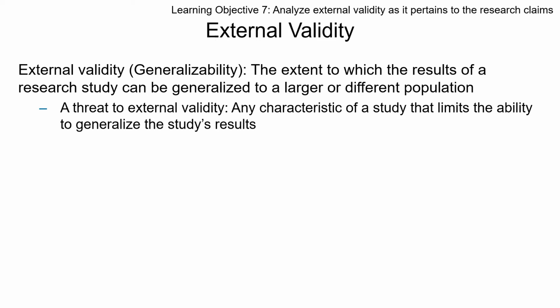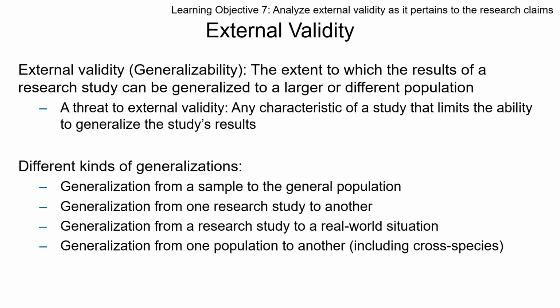Another limiting factor is it's on college students, so it's only those of a sufficient education level. So you can't generalize it to people of different education levels. So that's issues, different kinds of generalizations. You can have a generalization from a sample to a general population, like I was just saying. You're generalizing from a sample that you did in a study to the general population as a whole. But there are actually other types of generalizations that occur that are threats to external validity.